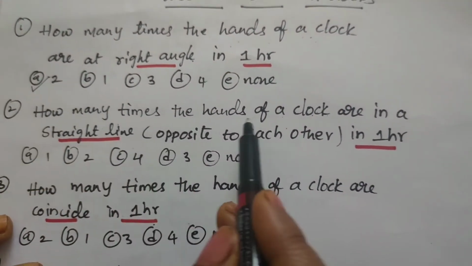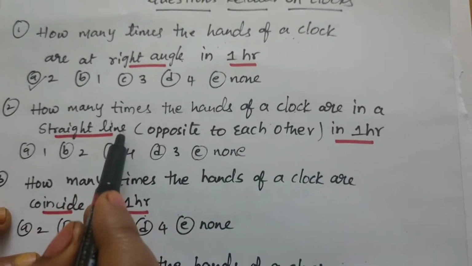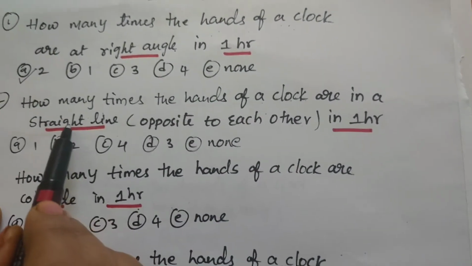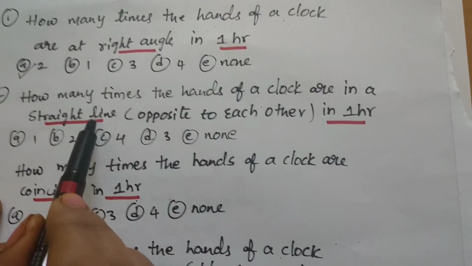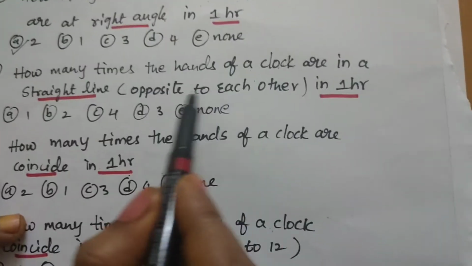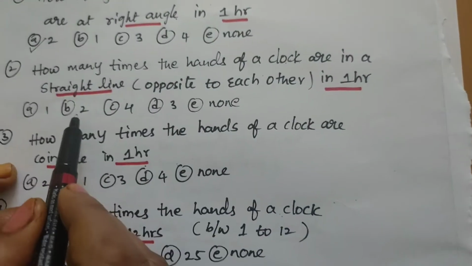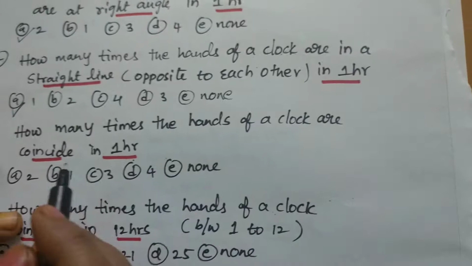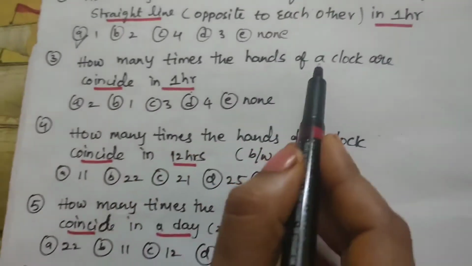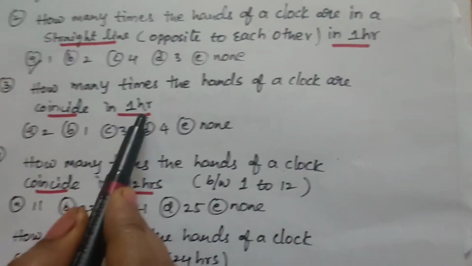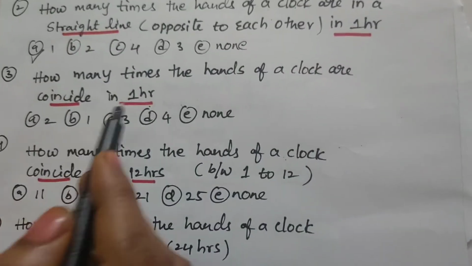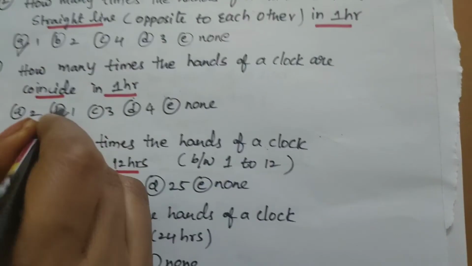How many times the hands of a clock are in a straight line in 1 hour? The hands will be in a straight line, or in opposite direction. How many times will they be in opposite direction in 1 hour? Only once. How many times do the hands of a clock coincide in 1 hour, as we have seen in the clock? That is only once.